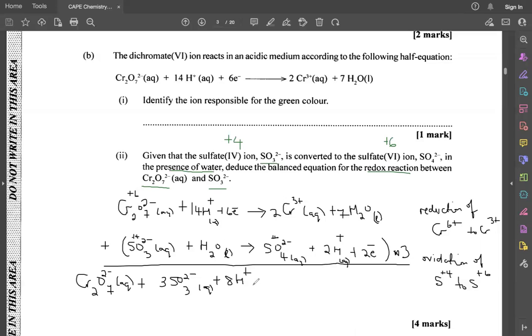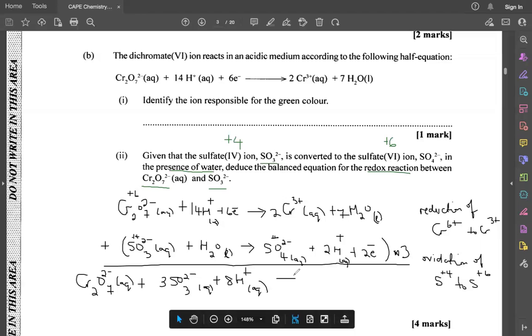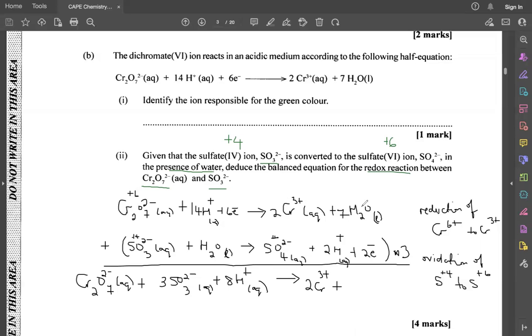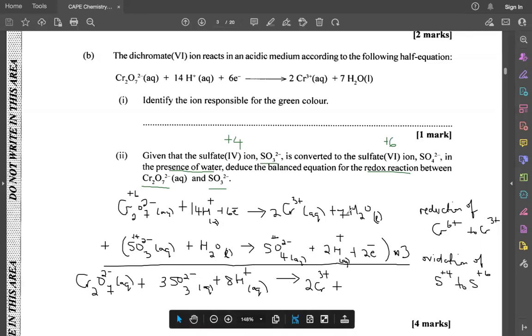So let's just continue on. On that side, we'll have 8H+ aqueous. And then continuing on now, we're going to have our chromium, so that would be 2Cr3+. Plus now we can put our water, because here's our water, but we said it's 7 minus the 3 from over here. So that would get us what?